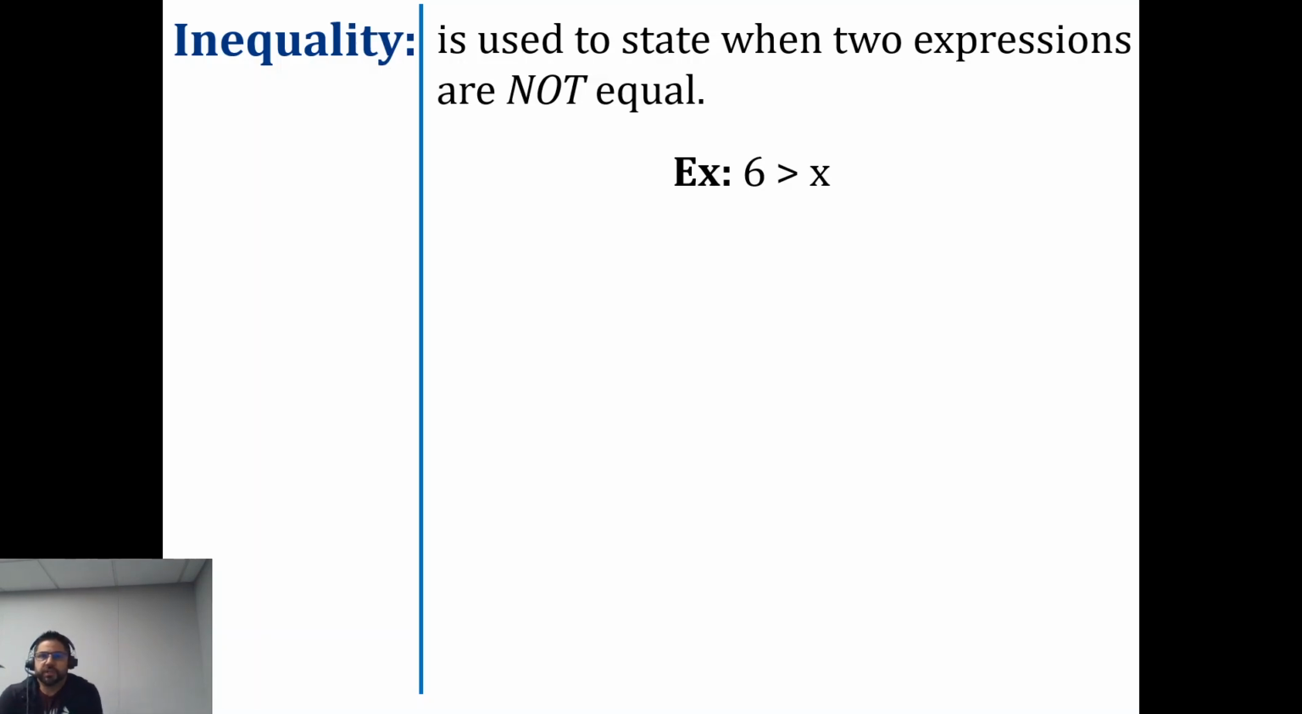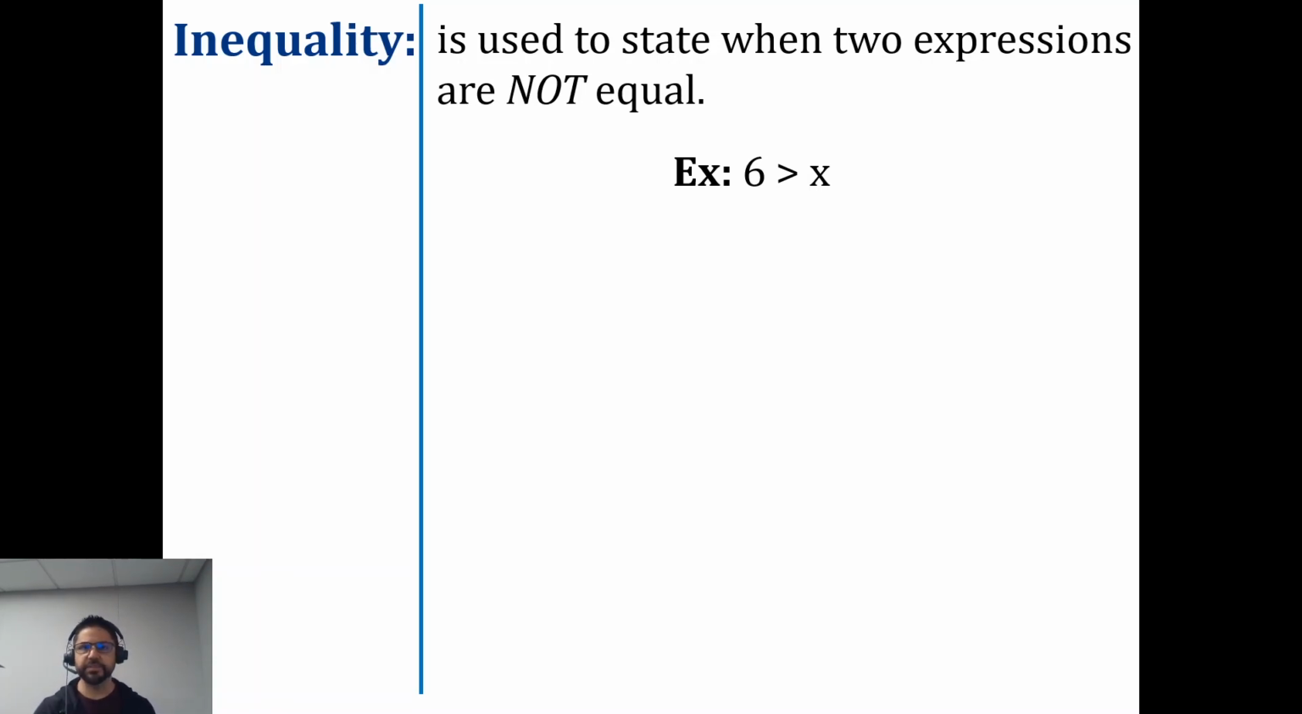Now, traditionally, this is not how I personally like them written. It says 6 is greater than x. So again, left hand less than. That's not with your left hand, that's with your right hand there. So 6 is greater than x.